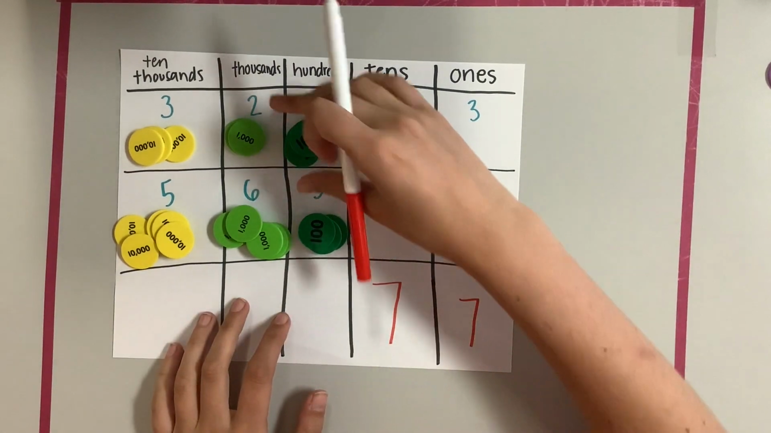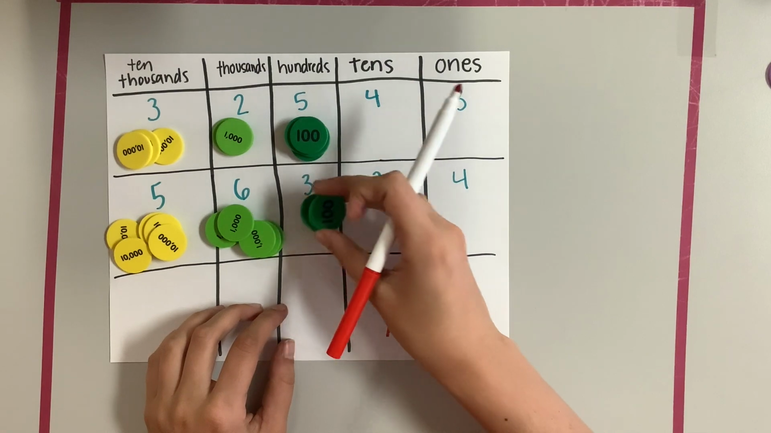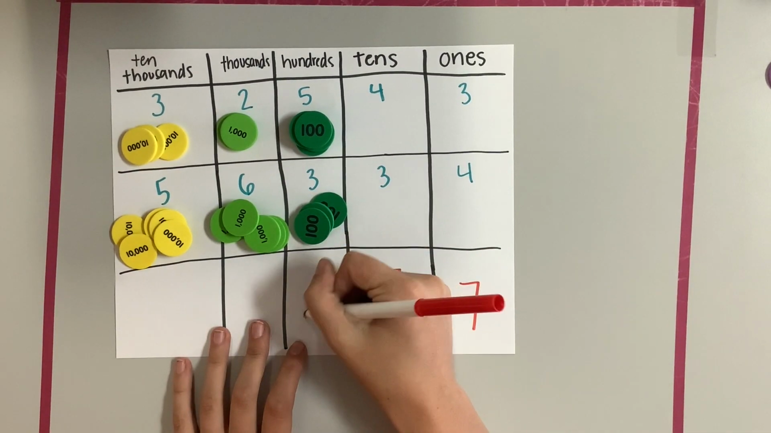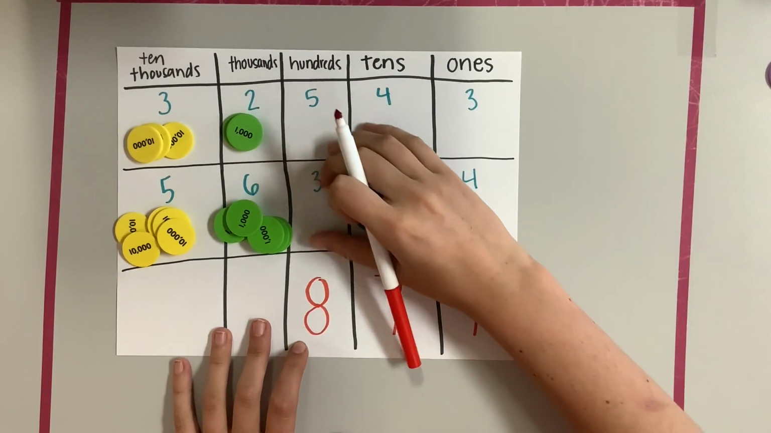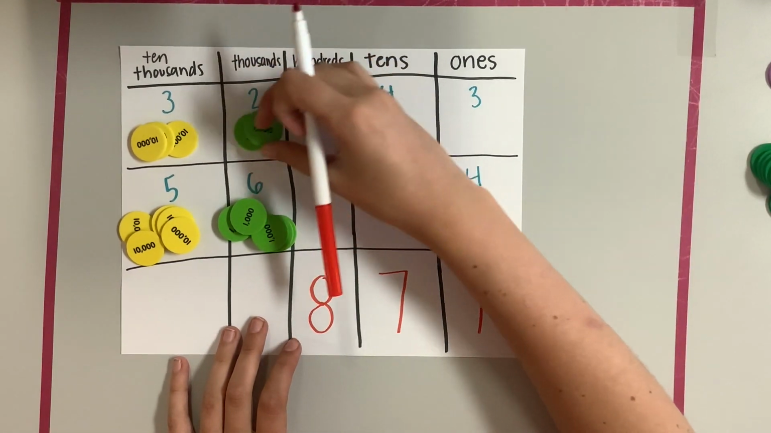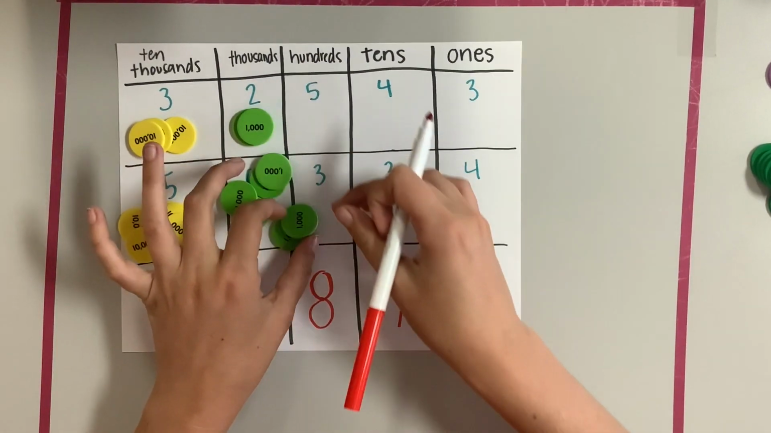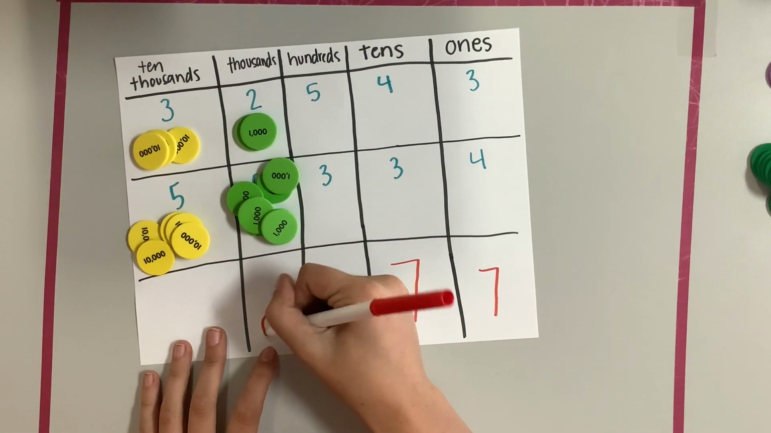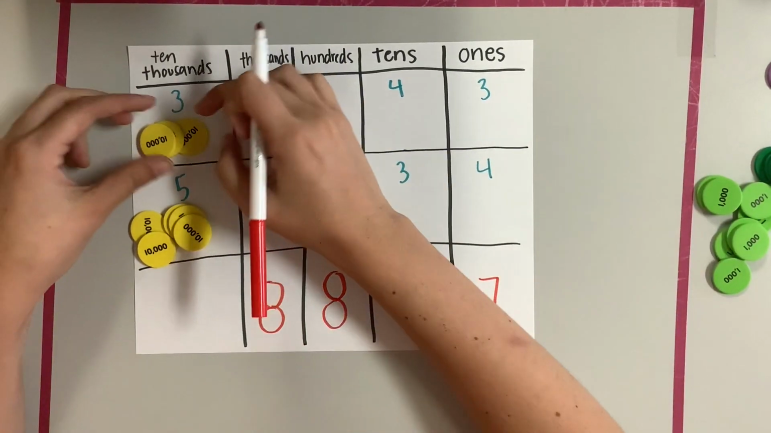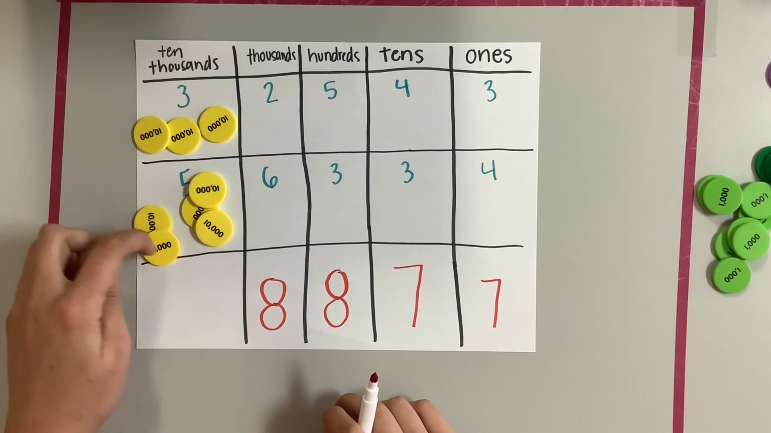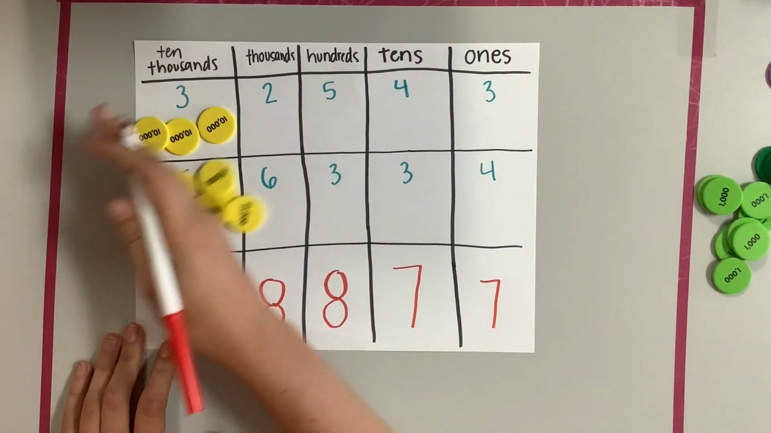Now for my hundreds, I have 100, 200, 300, 400, 500, 600, 700, 800. Again, I'm just gonna put my 8 here because my 8 is in the hundreds place. Now for my thousands, I have 1,000, 2,000, 3,000, 4,000, 5,000, 6,000, 7,000, 8,000. I have an 8 in the thousands place. And my 10,000. 1, 2, 3, 4, 5, 6, 7, 8. So I have 8 10,000s.